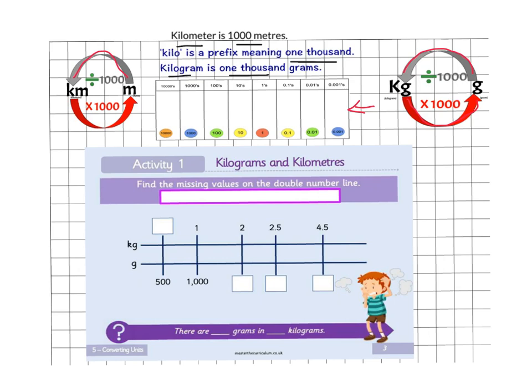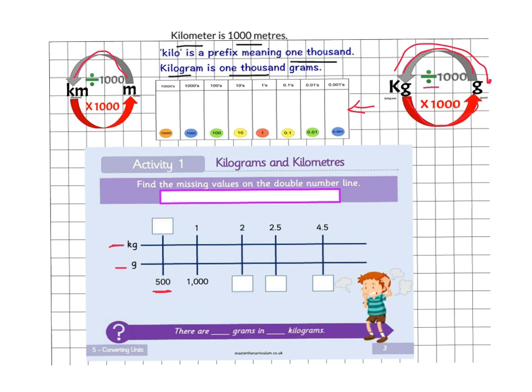So the first activity says find the missing values on the double number line. So we have G for grams, kg for kilograms. So if we had 500 grams, I need to change that into kilograms. Now, if I go over here, let's look. Grams into kilograms, we're dividing by 1,000.